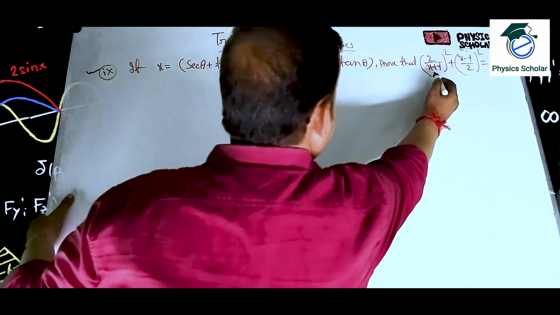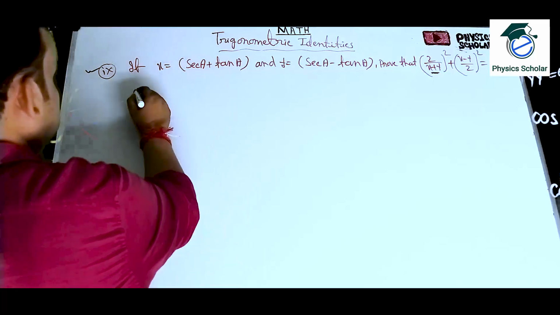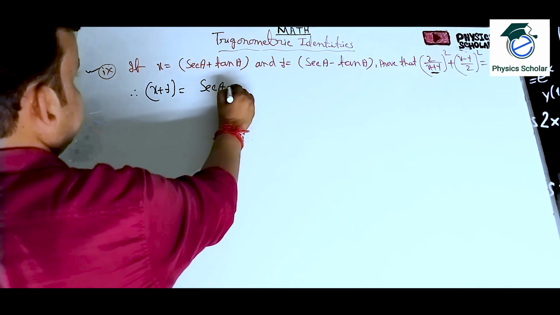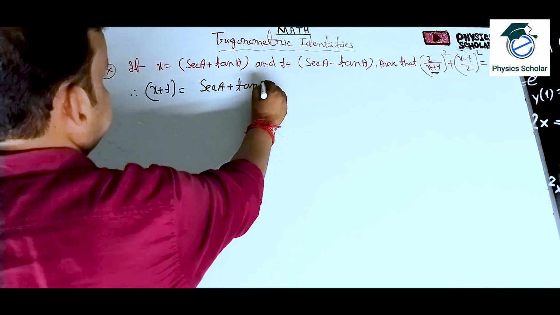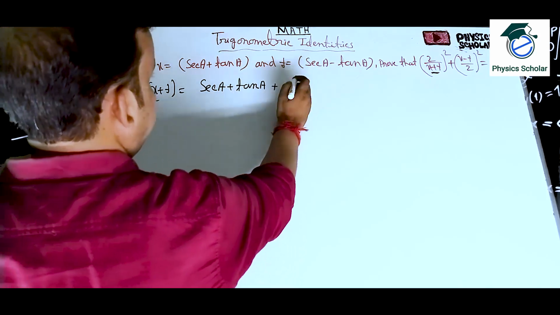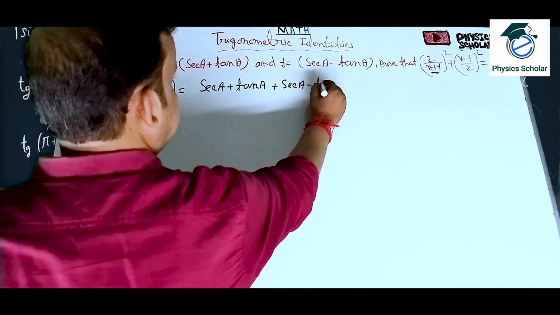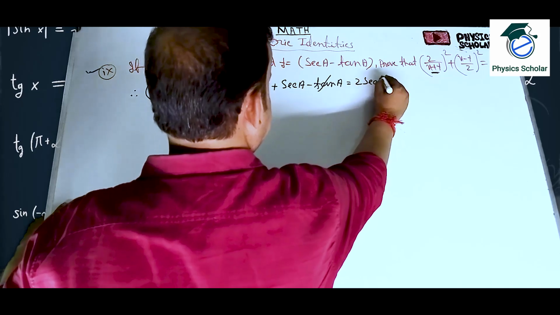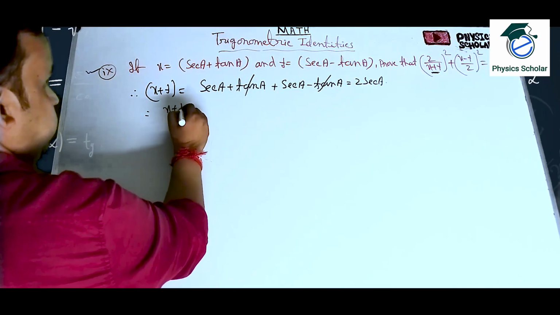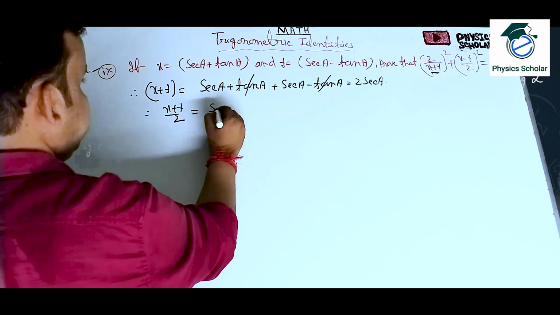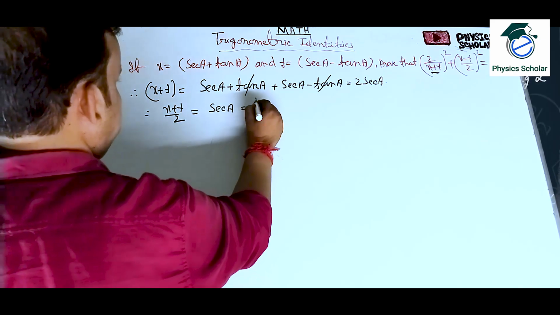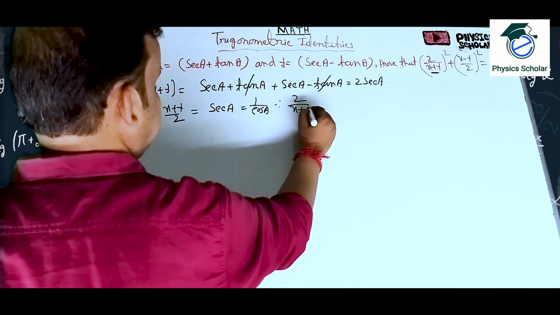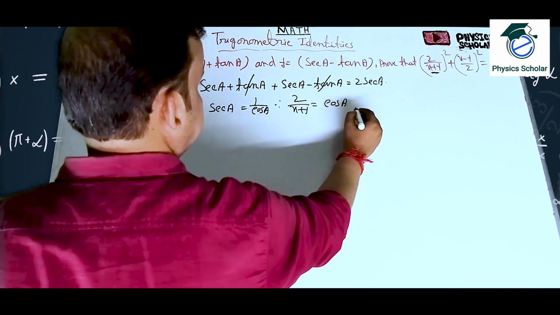Okay, so what is there? x plus y and x minus y. So, first let us do x plus y. What is x plus y? So, sec a plus tan a, I am writing the value of x, plus what is the value of y? Sec a minus tan a, right? So, tan a will be cancelled, it is equal to 2 sec a. Clear? So, x plus y by 2 is equal to sec a, which is equal to 1 by cos a. So what you can write? 2 by x plus y is equal to cos a.